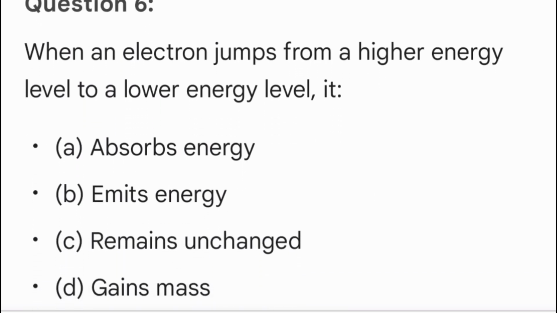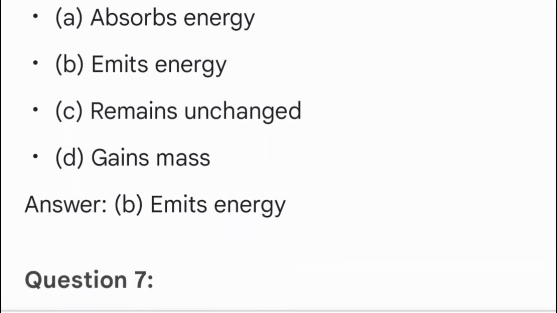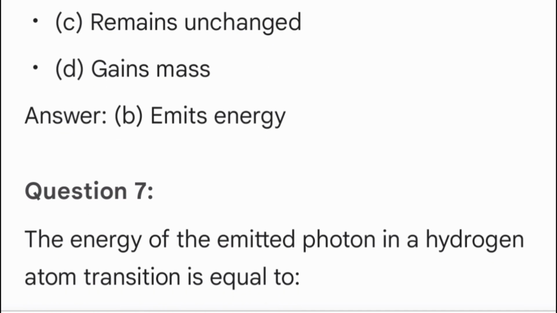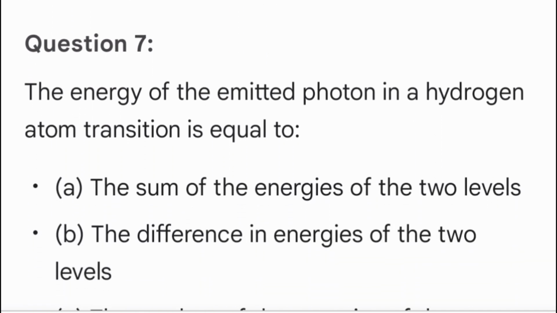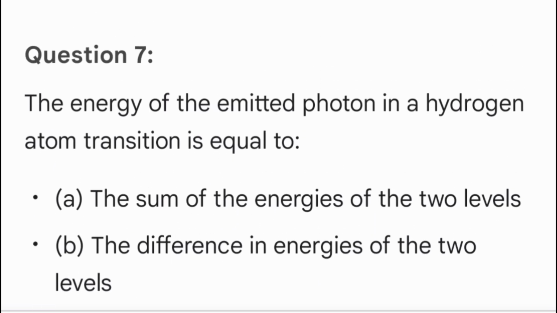A. Absorbs energy. B. Emits energy. C. Remains unchanged. D. Gains mass. Answer B. Emits energy. Question 7. The energy of the emitted photon in a hydrogen atom transition is equal to A. The sum of the energies of the two levels. B. The difference in energies of the two levels.